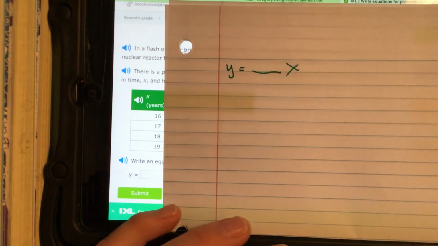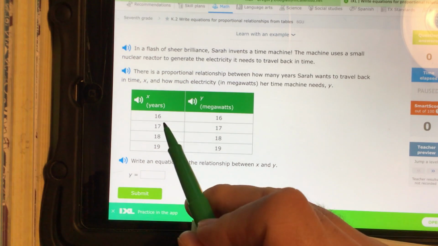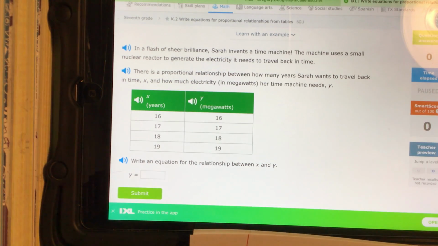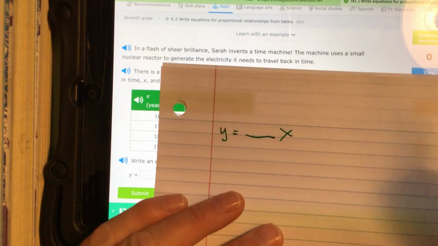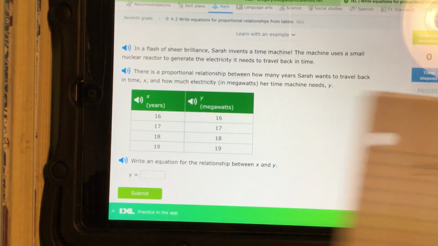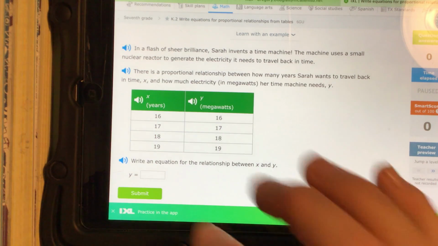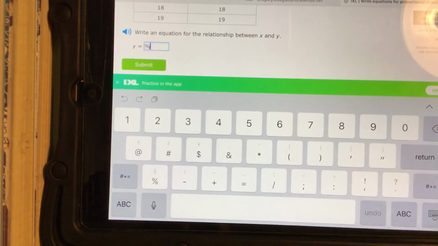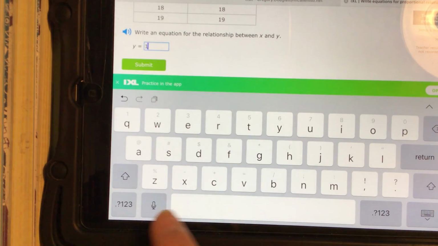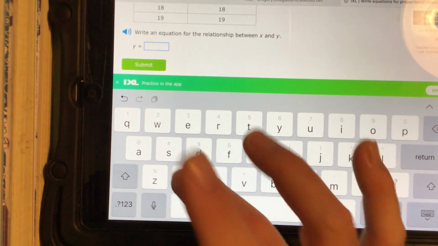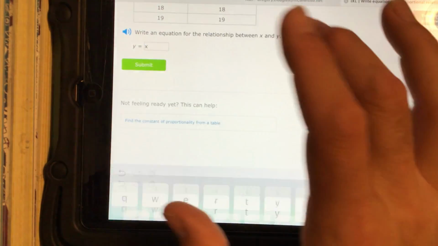And when you look at it, what is happening from 16 to 16? Nothing. But it's got to be a multiplicative relationship. So what could you multiply it by and stay as itself? Okay, that's just 1. All right. So I'll be honest with you, some people might write 1x. I don't know if that's going to work or not. I did this earlier and I just entered x.